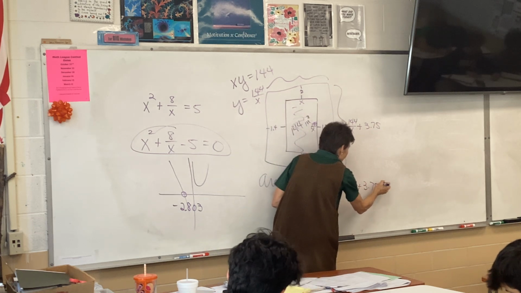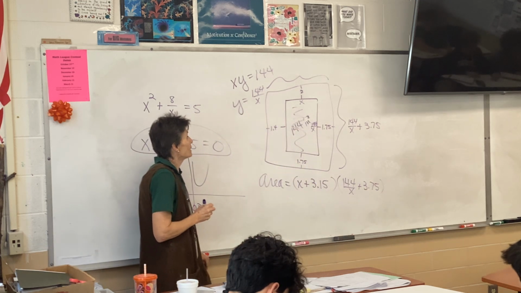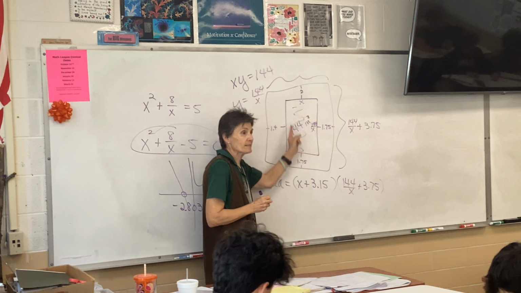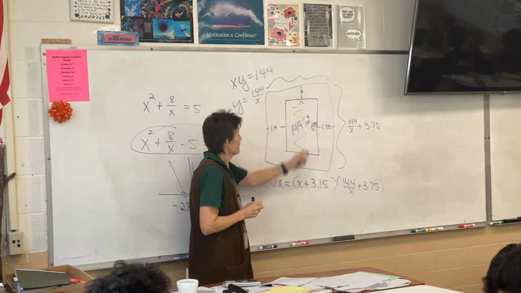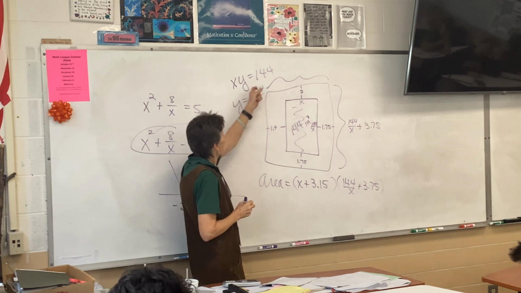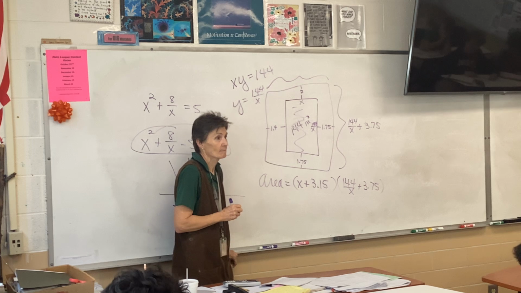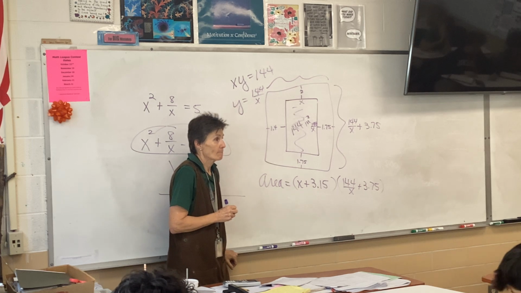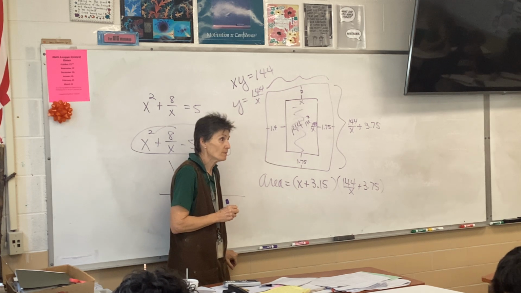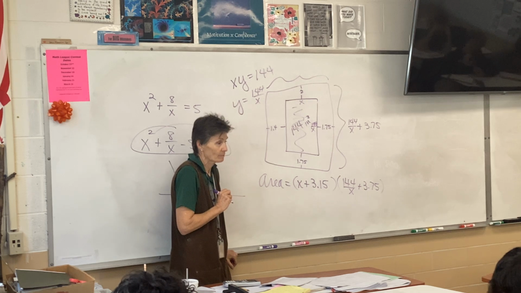Wait, can you explain that again, please? I know that the area of that rectangle is 144. X times y has to be 144. That means y is 144 divided by x. Yeah, got it. I really don't want to have two variables in my problem because I'm going to go to my calculator and I can only do one.